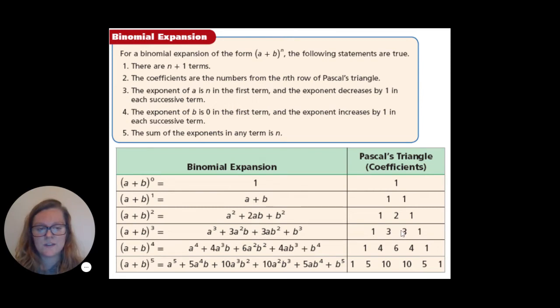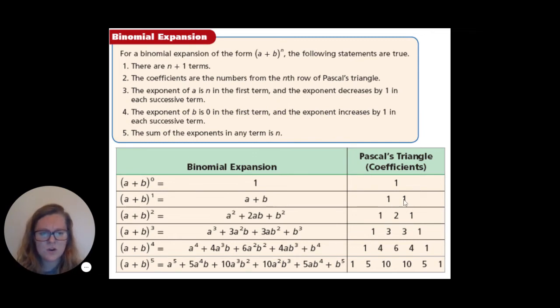Okay, so let's go down to this one. Notice I have a plus b raised to the 3rd power. I'm going to the 3rd row, starting with 0, 1, 2, 3, and Pascal's triangle is going to be 1, 3, 3, 1. And maybe you're like, Miss Kish, Pascal's triangle is cool, how do I get Pascal's triangle? Pascal's triangle is going to start at 1. And then you are going to put a 1 and a 1. And then after that, all you're doing is adding, kind of like a triangle.